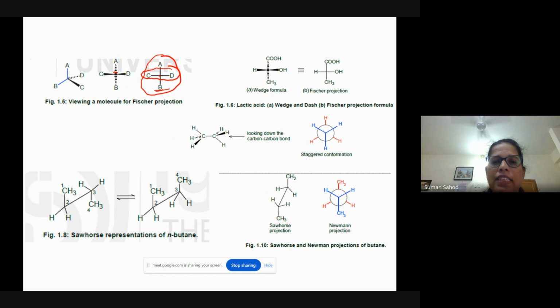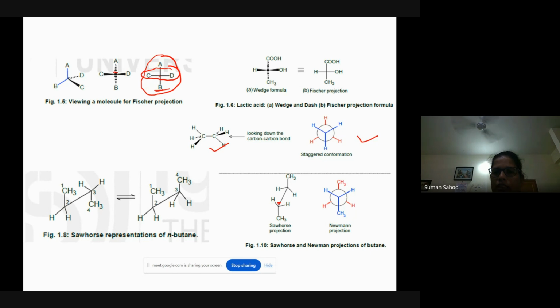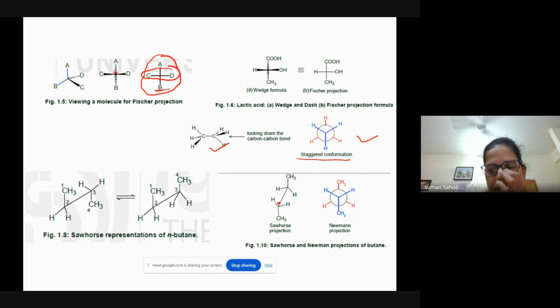Okay, also we can write it in a Newman projection as well as in a Sawhorse projection. In a Newman projection, this is the staggered conformation, in which we are seeing through the carbon atom. Suppose we have two carbon centers, and we are seeing through this one and putting the other carbon just back of it. So that gives you a staggered conformation. I will come to what is your eclipsed conformation also.